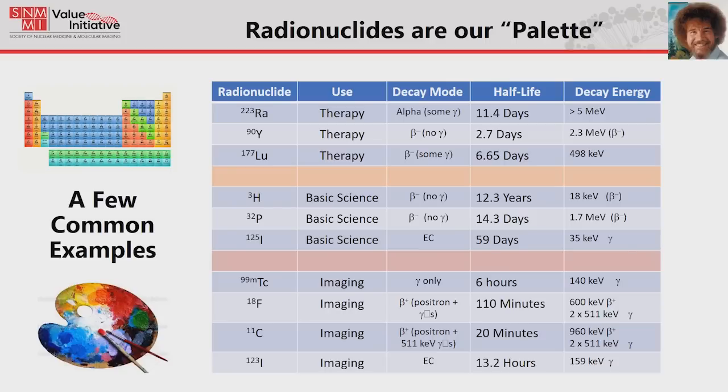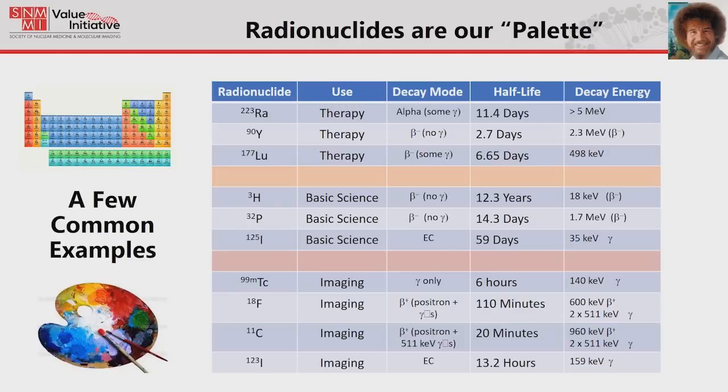This is just a list of 10. There's probably about 60 or 70 useful radionuclides out there. Some of them have short half-lives, like the imaging ones. We'd like to inject the short-lived ones for imaging, because then they'll just go away. By the next day, they're pretty much gone.